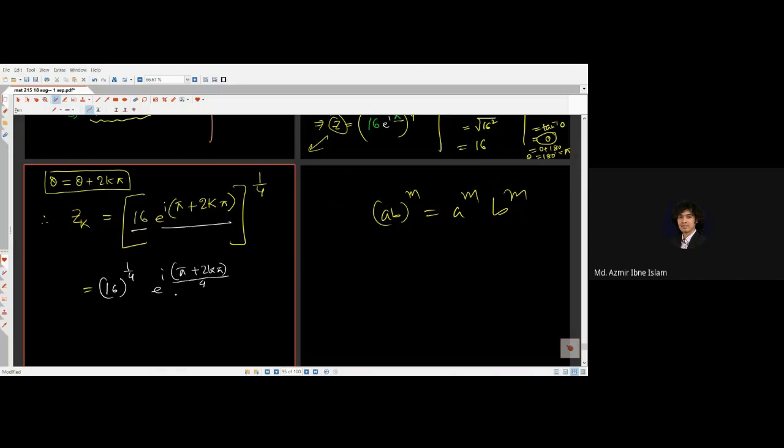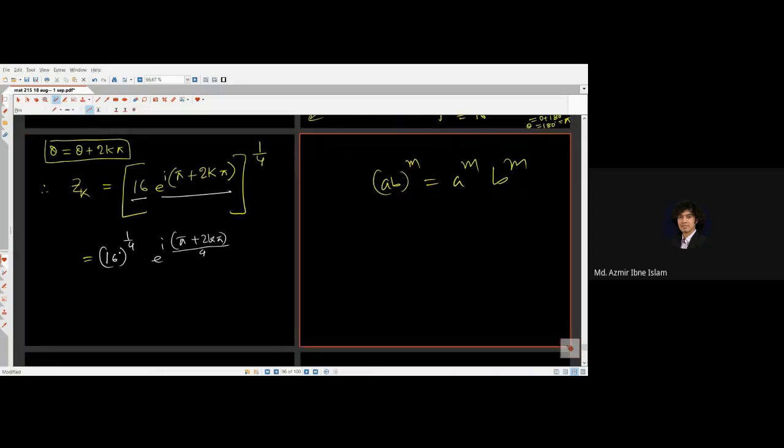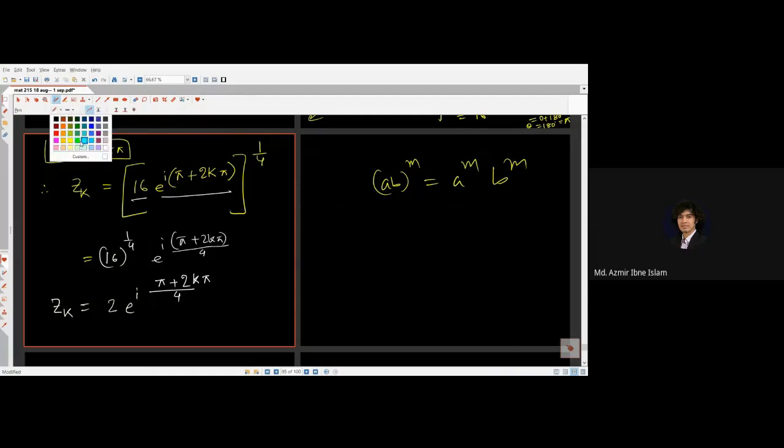Is that okay? Yes, sir. So 16 power 1/4. Can anyone please tell me what is the simplified part? It is 2, right? Yes, sir. e to the power i (pi plus 2k pi) over 4. This is zk. So finally, we have found a relation from where we can find all the roots.